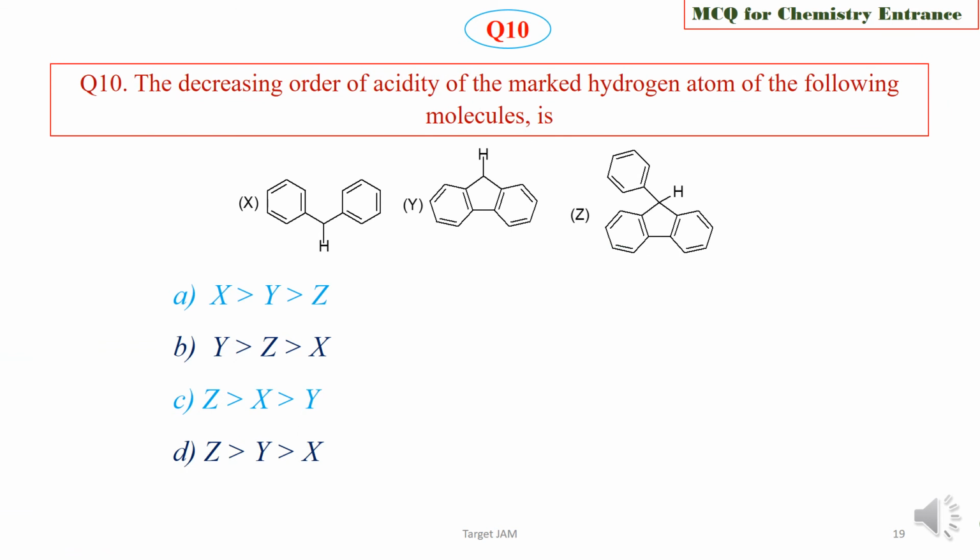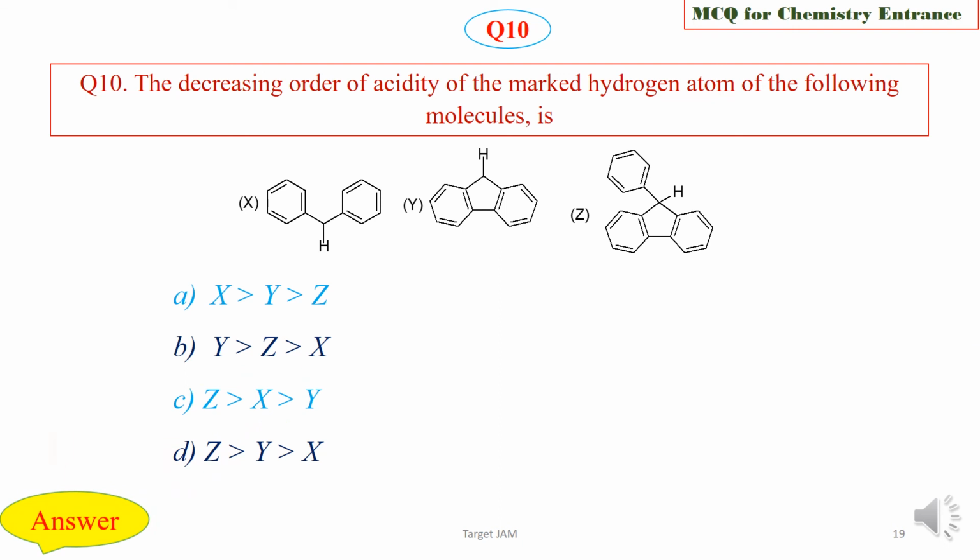Question 10. The decreasing order of acidity of the marked hydrogen atom in the following molecules. First, see the structure of three molecules X, Y and Z, and the marked hydrogen is also there. You have to find the decreasing order of acidity. X greater than Y greater than Z, or Y greater than Z greater than X, or Z greater than X greater than Y, or Z greater than Y greater than X. Choose the correct order of the acidity, and we are now going to check the answer key.